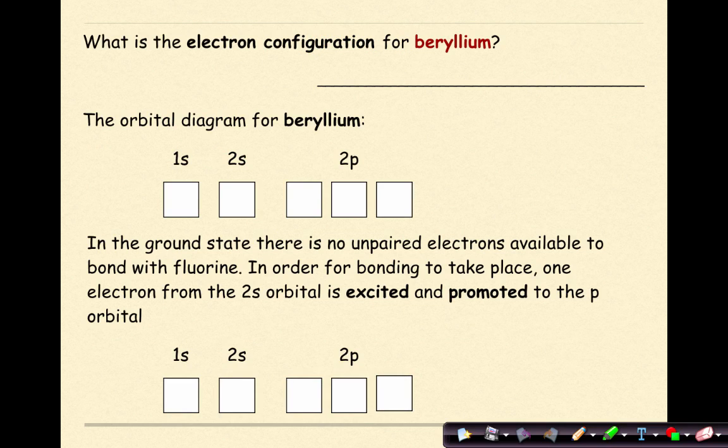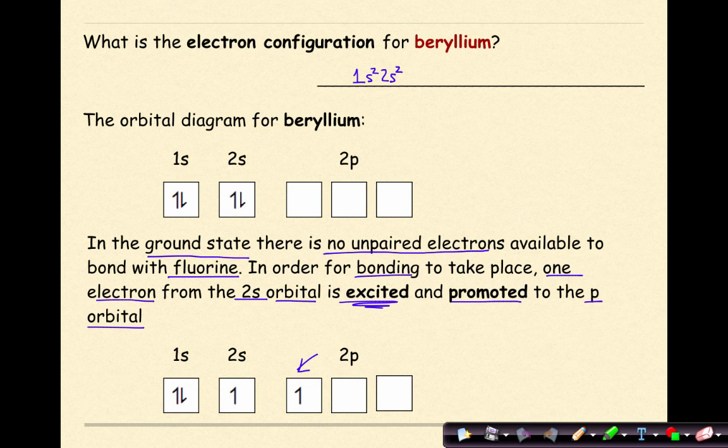Now let's look at the electron configuration for beryllium. Beryllium is 1s2, 2s2. The orbital diagram for beryllium would be filled as follows: 1s2, 2s2. In the ground state, there are no unpaired electrons available to bond with fluorine. In order for bonding to take place, one electron from the 2s orbital is excited and promoted to the p orbital. So now when we fill our orbital diagram, it's going to look like this: 1s2, 2s, 2p, because we have an excited electron that's moved up to the 2p sublevel.